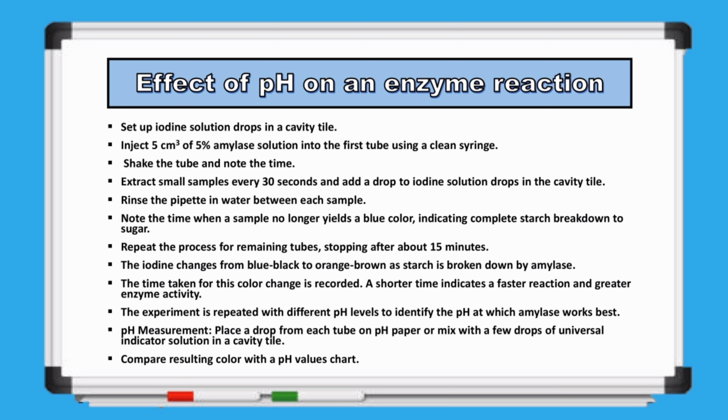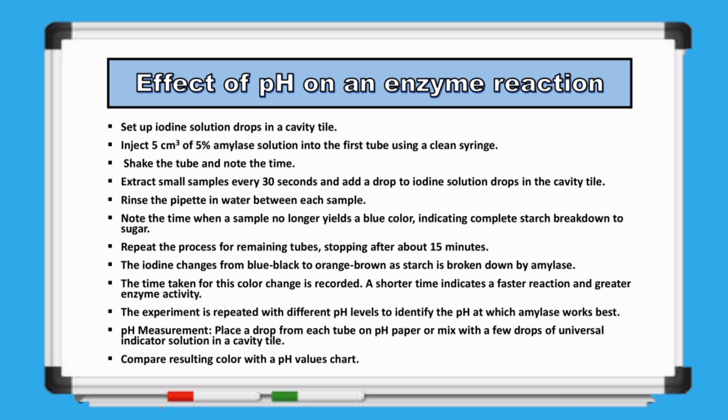Every 30 seconds, we take a small sample from the test tube and place it onto one of the iodine drops on the tile. Again, rinsing the pipette with water between each sample is essential to maintain accuracy. We continue sampling until the iodine no longer turns blue-black, indicating that the starch has been completely broken down into sugar. At that point, we record the time taken. These steps are repeated for each test tube, typically stopping after about 15 minutes.